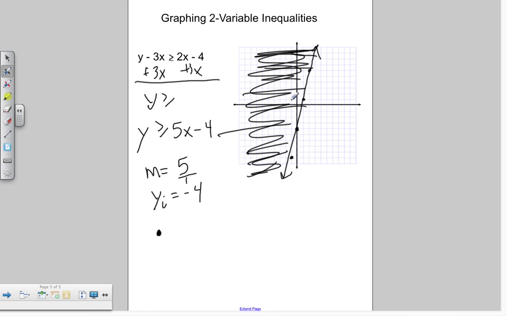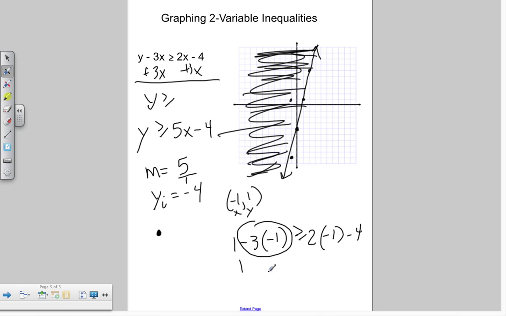Well, let's pick a point. Let's pick an easy point. How about this one? That's -1, 1. That should work. Okay, go back to my original equation. This is x, this is y. 1 minus 3 times -1 is greater than or equal to 2 times -1 minus 4. This gives me plus 3, because I multiply, is greater than or equal to -2 minus 4. This side gives me 4. This side gives me -6. Is 4 greater than or equal to -6? Indeed. Got it right. Slam dunk.